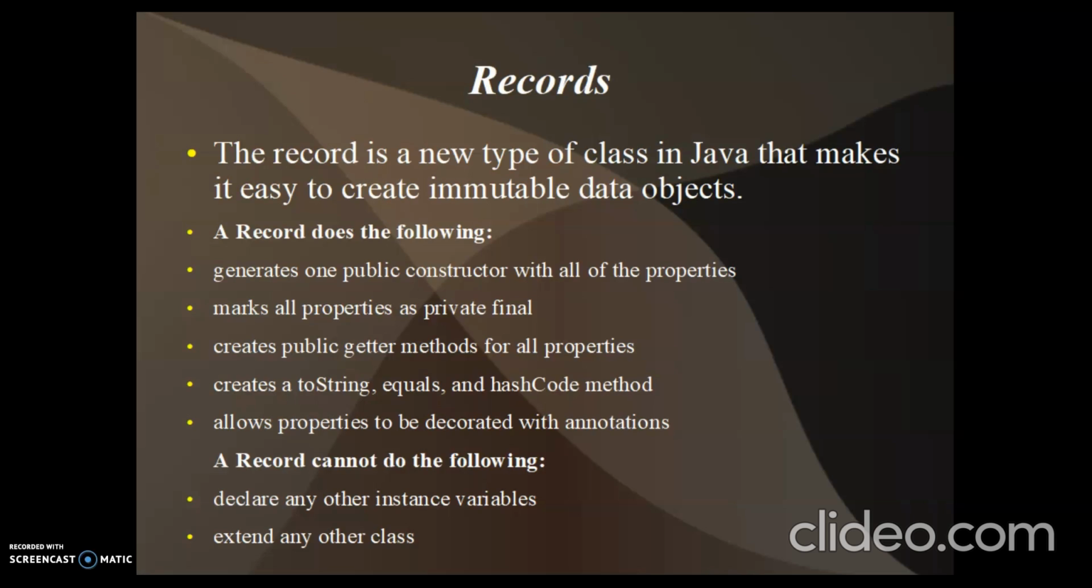But it cannot do the following: it cannot declare any other instance variables, nor can it extend any other class. So this version made it very simple to create immutable objects. Let's see that with the help of an example.